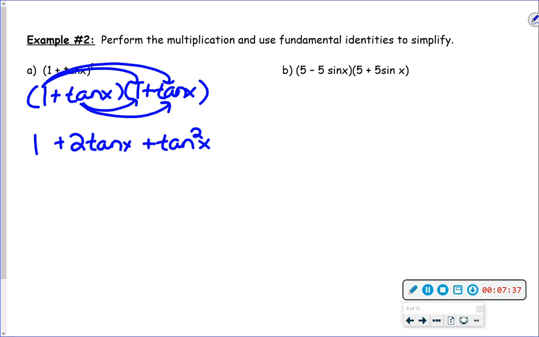Okay, so I did the foiling. Now I'm looking for my identities. So I see the tangent squared, so I'm thinking Pythagorean. If you look on your Pythagorean identities, there is a tangent squared plus 1. Now don't let it throw you off that the 1 and the tangent squared aren't right next to each other. The order you add in doesn't matter. I could totally rearrange it. It should jump out as tangent squared plus 1 off our identity sheet. We're going to replace that with secant squared. And of course, I still have the 2 tan.